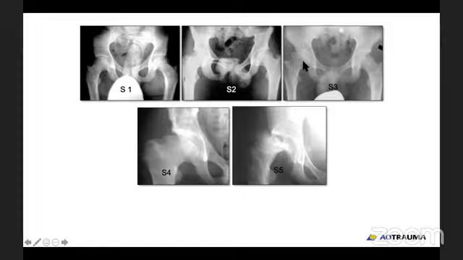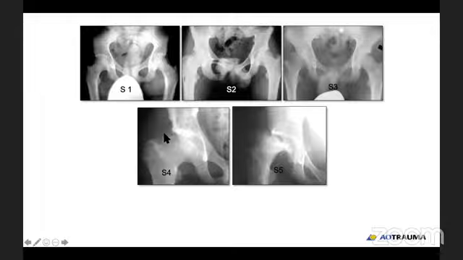Here you have a Stulberg 3, where you have a mushroom-shaped or an ovoid head, as you can see, but it's still congruous with the acetabulum, though the acetabulum is falling short and it's only covering half of the femoral head. This hip usually will not become symptomatic before the ages of 30 or 40 years of age.